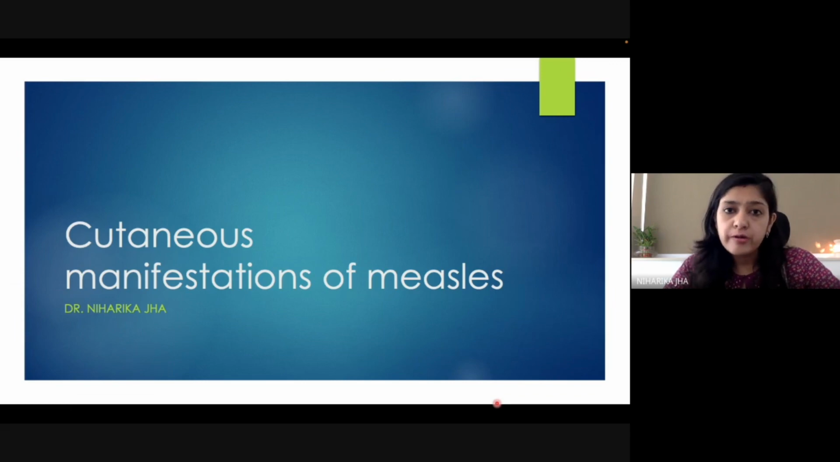Of late, we have seen that some parents are opting not to get their kids vaccinated, or because of the COVID time, many kids have missed their vaccination, and because of these two reasons, the number of cases of measles are expected to rise. So, as dermatologists, we should be well versed with the cutaneous manifestations of measles, and that is the topic of discussion for today. So let us learn about measles in short and about their cutaneous manifestations as well.